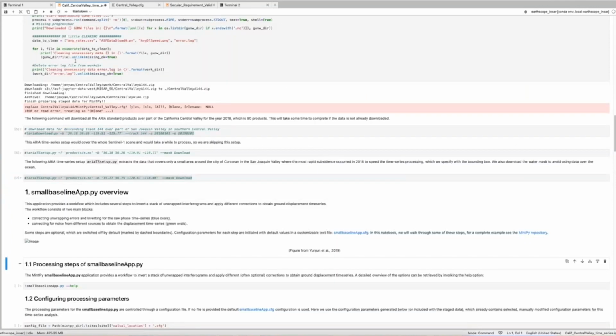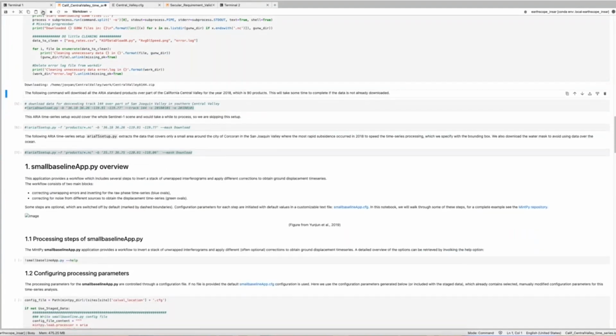These are commented out. That's what the little hash symbol at the beginning is. So they're not actually running anything, but you can uncomment them if you want to see.